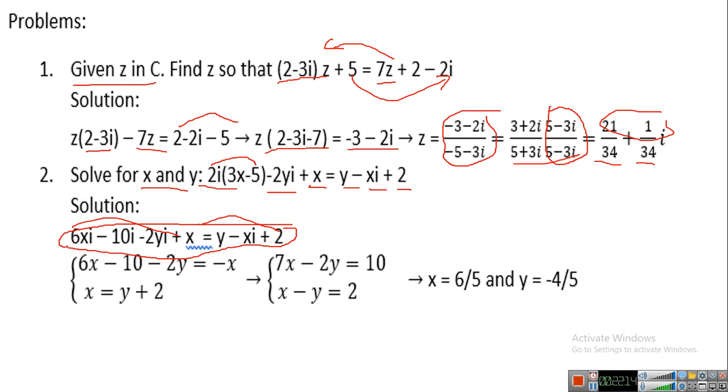So the real part here is x, and the real part here is y plus 2. The things with the i: here 6x minus 10 minus 2y, and here only minus x. So here I have two equations, two unknowns. So 7x minus 2y equals 10, and x minus y equals 2. So if you solve it, using a calculator, you're going to get that x is 6 over 5 and y equals minus 4 over 5. Okay, till now?